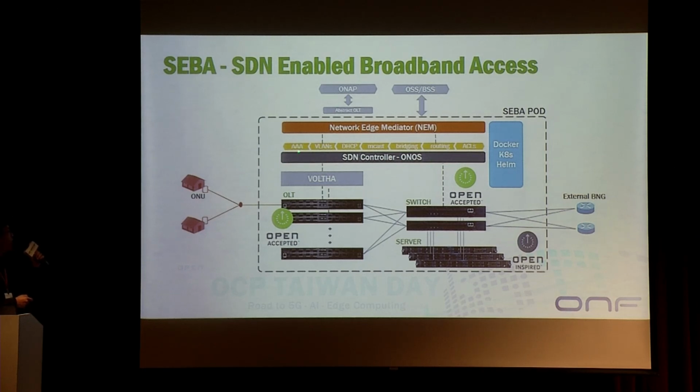And in ONOS, we run several different kinds of apps. We have AAA, VOLTHA, and DHCP. I'm just not going to go through all of them. And we also use Docker, Kubernetes, and Helm to build our stuff. On the northbound, you can see what we call the network edge mediator. It opens an API that allows you to attach the system to your OSS, BSS, or other kinds of orchestration systems like ONAP. And on the right-hand side, this will connect to your upstream and core routers.